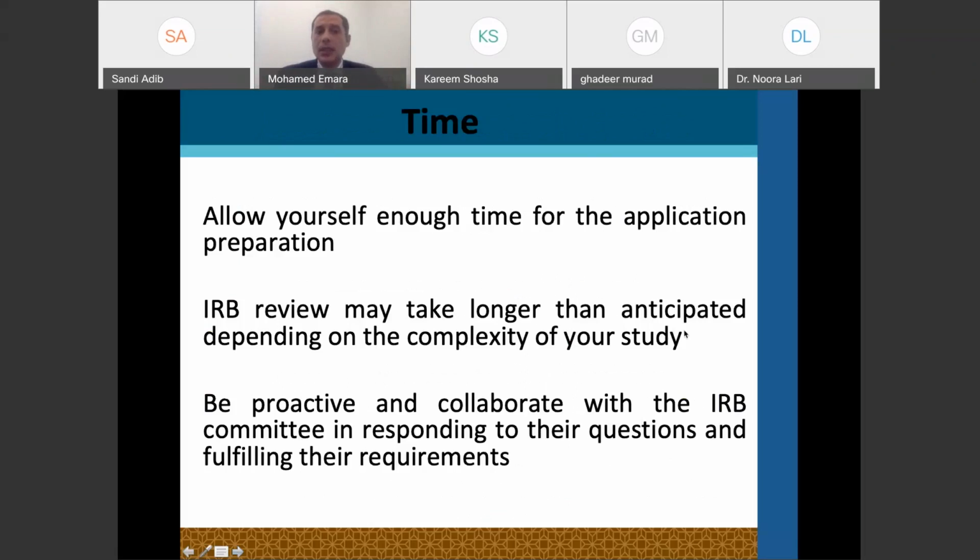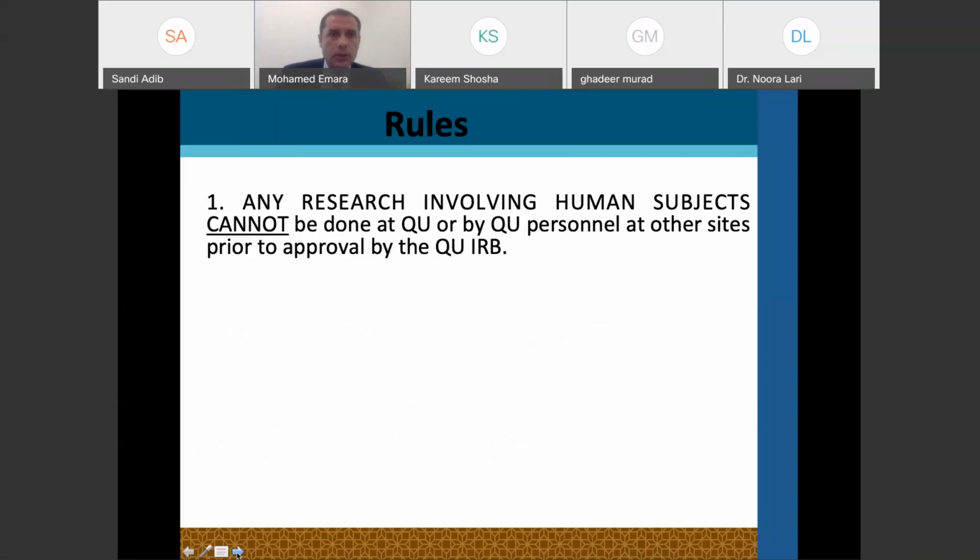IRB review may take longer than anticipated depending on the complexity of your study. You have to think about it like that. You have to see where you lie in this review process. Be proactive and collaborate with the IRB committee in responding to their questions and fulfilling their requirements. It will make everyone's life much easier.